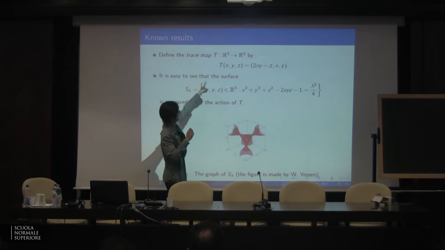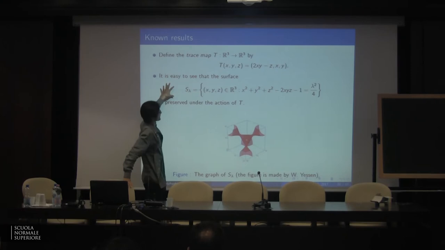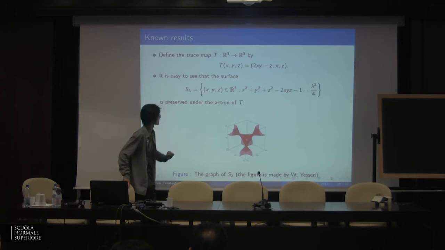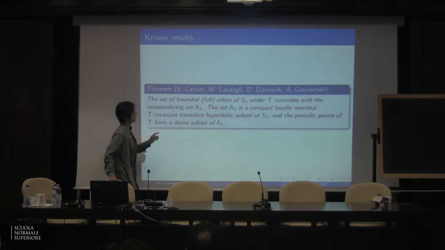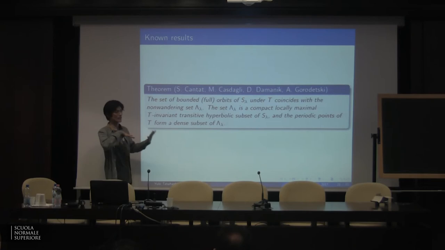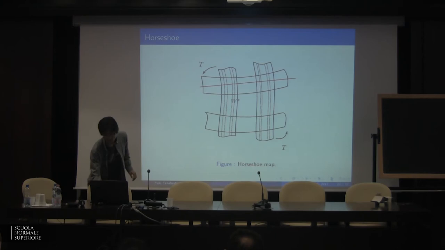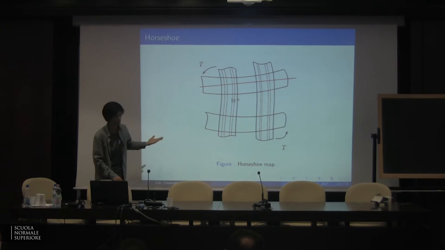What is known? Well, let us prepare this surface. If you pick lambda, then this is one surface, and this is the picture. So for each lambda, this is just a two-dimensional surface, very smooth. And what is known? We have a map T. This T acts on each surface S sub lambda, and that action is hyperbolic. It has all the nice properties. This is the horseshoe. So this is essentially what's happening. We have a surface, S sub lambda, and the action T is hyperbolic.